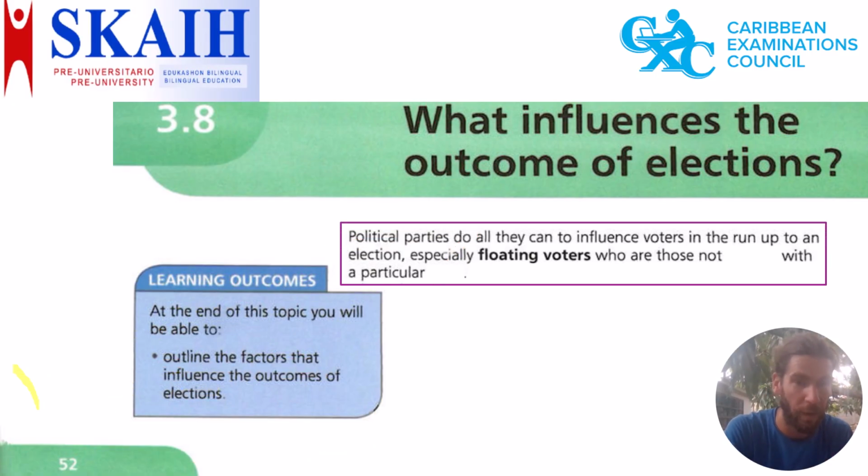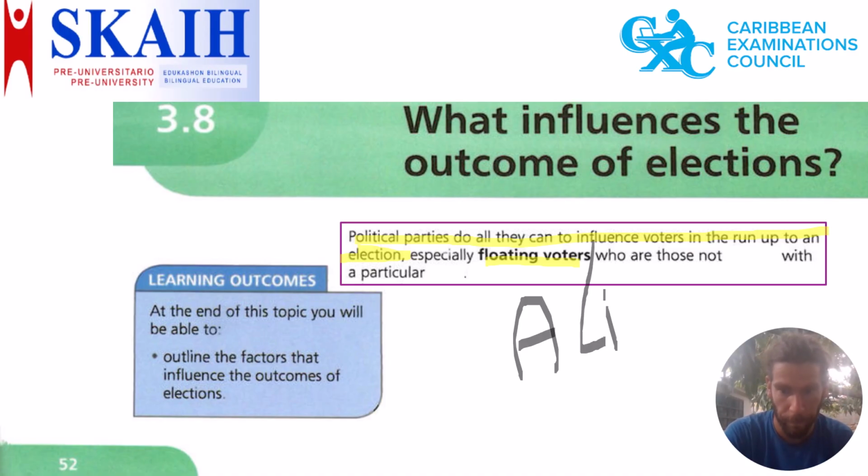One of the things that is important is the principle of a floating voter. That's not a voter that's floating in the sea, but a voter that hasn't made up his or her mind for what party he or she is going to vote. Political parties do all they can to influence voters in the run-up to an election, especially floating voters, those who are not aligned yet with a particular party. Aligned would roughly mean having chosen or connected themselves with a political party.